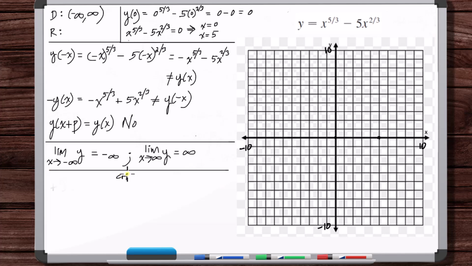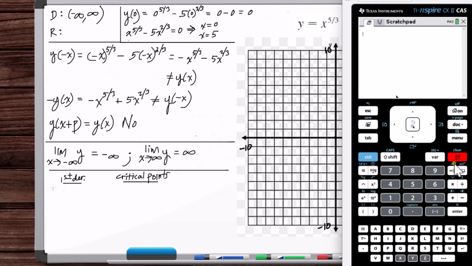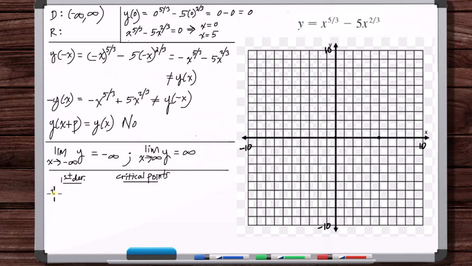Next, let's get critical points, starting with the first derivative. So let's take the derivative. All right, so let's solve for when this is equal to 0 for x. x is equal to 2. Now, we can also see here that the first derivative doesn't exist at x equal to 0. So x is equal to 0 and x is equal to 2.